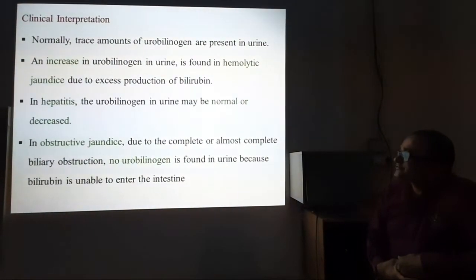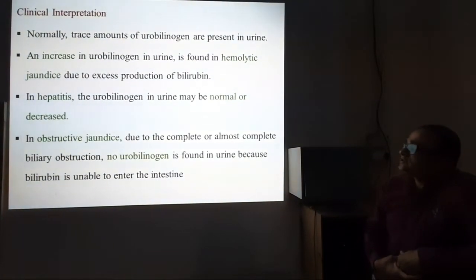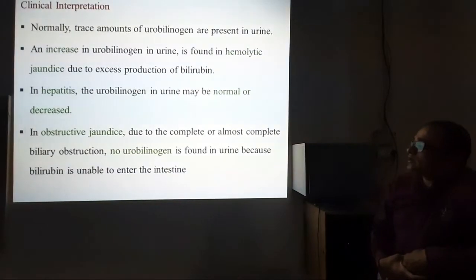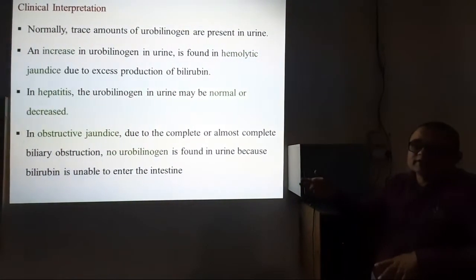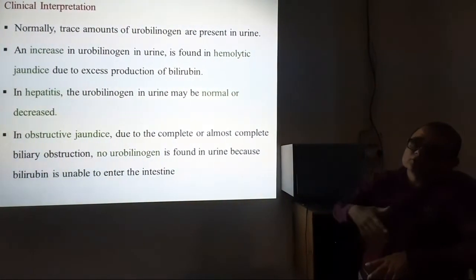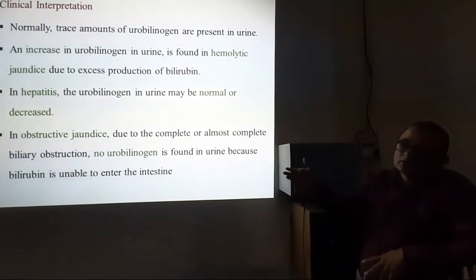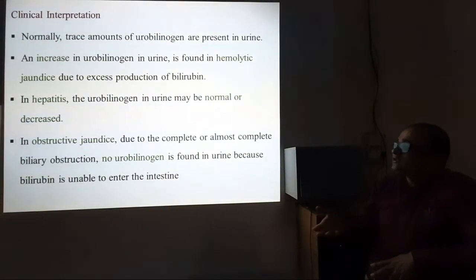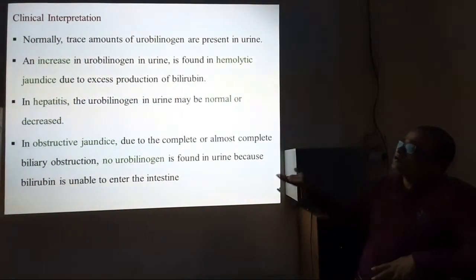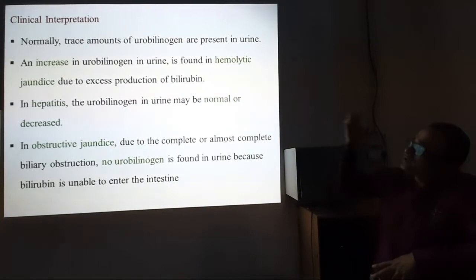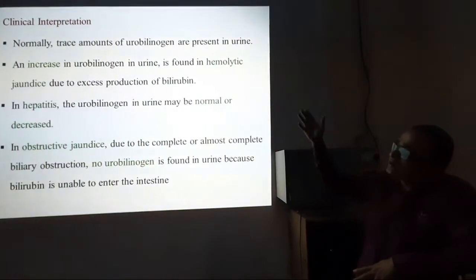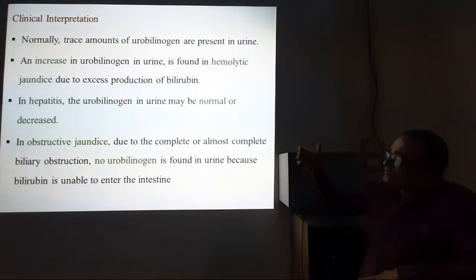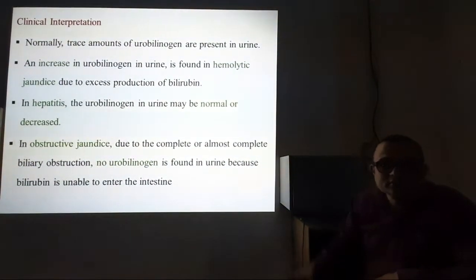Now in obstructive jaundice, what happens? Due to complete or almost complete biliary obstruction, no urobilinogen is formed, because bilirubin going to the intestine is blocked somewhere. So bilirubin will not go to the intestine, no urobilinogen is formed, and you will get no urobilinogen in the urine. So in hemolytic jaundice there will be increased urobilinogen in the urine. In hepatitis it may be normal to decreased. In obstructive jaundice you will get no urobilinogen in the urine.